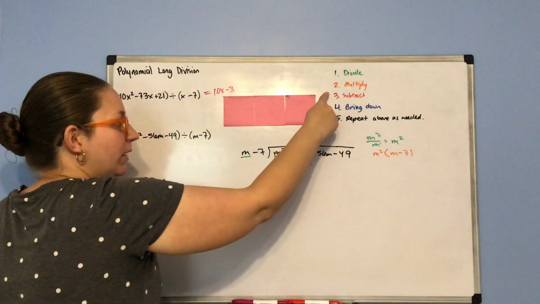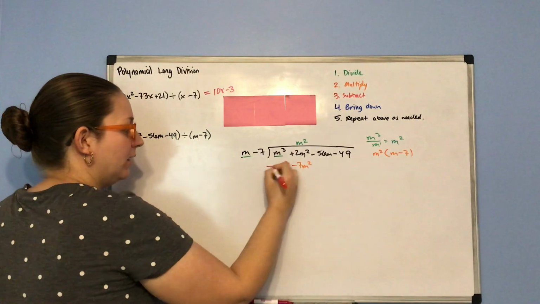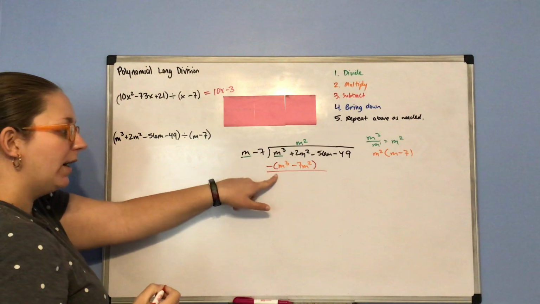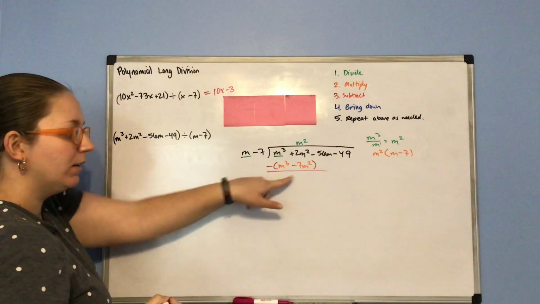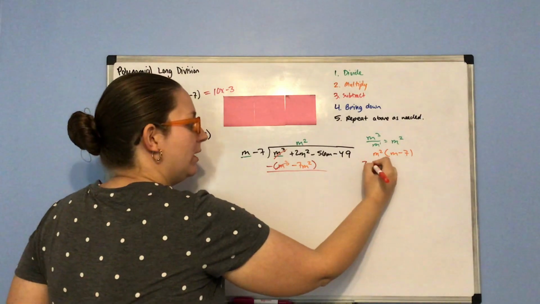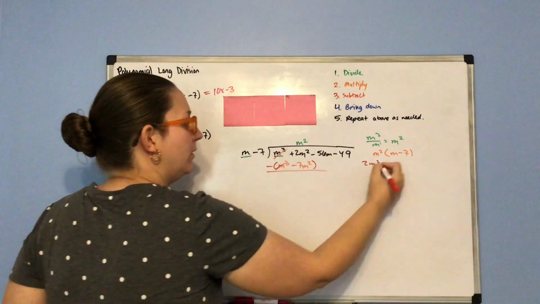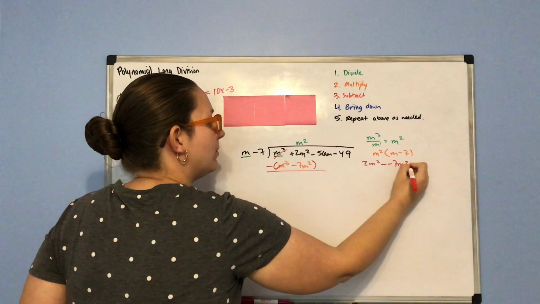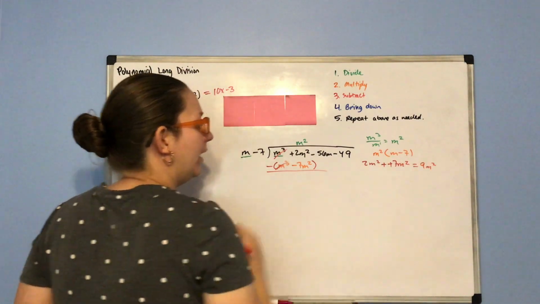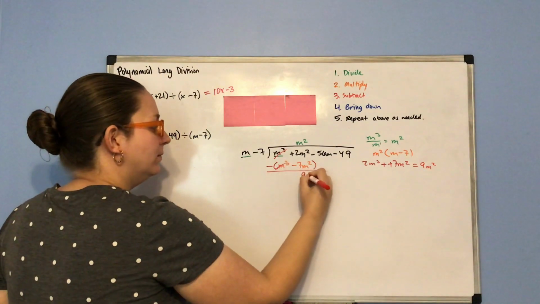Once you've done your multiplying, you subtract. I'm subtracting the whole shebang here. M to the third minus m to the third. Remember that minus sign goes to everything here. They cancel. Good news. 2m squared, we've got a double negative here, minus negative 7m squared. Double negative is like adding. I get positive 9m squared.